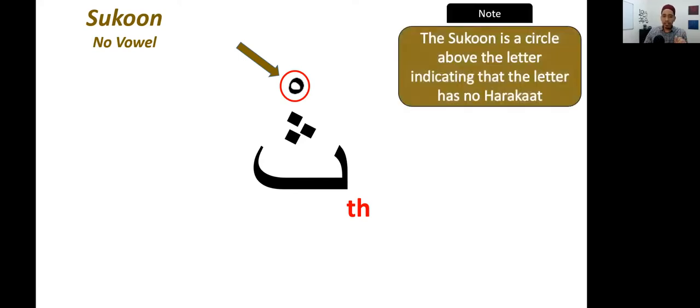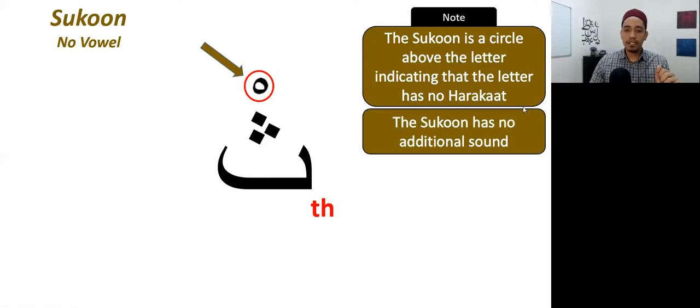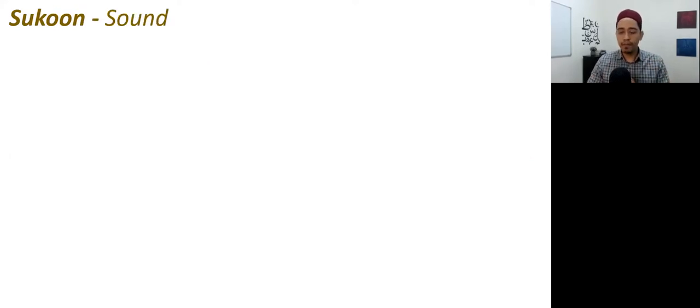Now, let's take some notes on the sukoon. The sukoon is a circle above the letter, indicating that the letter has no harakat. It doesn't have an a, e, or u. There's another important thing that we need to know, and that is the sukoon has no additional sound. Very important. Like the fatha, the kasra, and the dhamma, the dash above, below, and the ribbon above the letter, they have sounds a, e, u. The sukoon has absolutely no sound. So whether the sukoon is there or not, it's not going to change anything. If you put nothing above the letter, it still has no additional sound besides the actual sound of the letter.